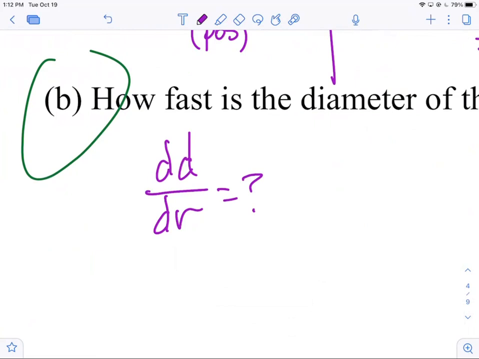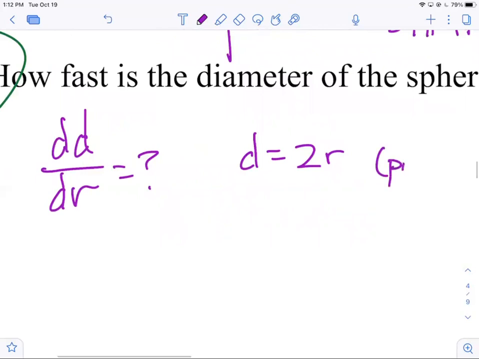Before we can find the derivative, the rate equation, I need to find an equation that relates the diameter to the radius. And we know what that is, right? D equals 2r. Once again, this is your quote unquote position equation. It doesn't tell you how anything's changing, but if you know the radius, you can find the diameter. If you know the diameter, you can find the radius at that moment.